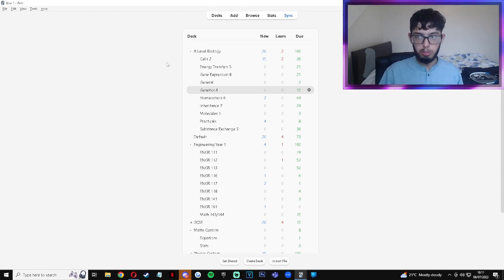You will most likely have different gaps in knowledge to me. I'm pretty sure I was pretty good at genetics, and I know biological molecules I was pretty decent at. If you look at my biological molecules here, I have a lot less flashcards than the rest of them, and there's a reason for that. I understood it very well, so there's not going to be many flashcards on it, whereas for others there'll be many more, and some just have more content to cover.